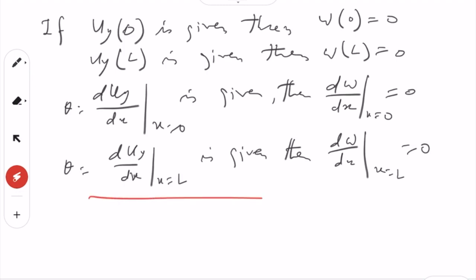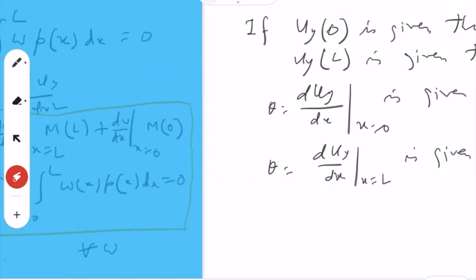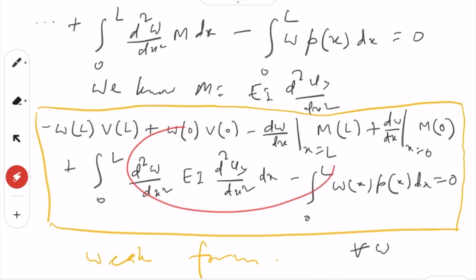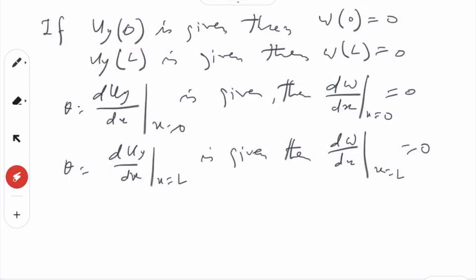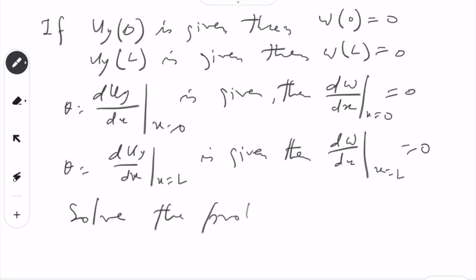Once we have that, the next thing will be to do the finite element analysis, meaning that we have to now solve the problem. So, next is to solve the problem using the finite element method.